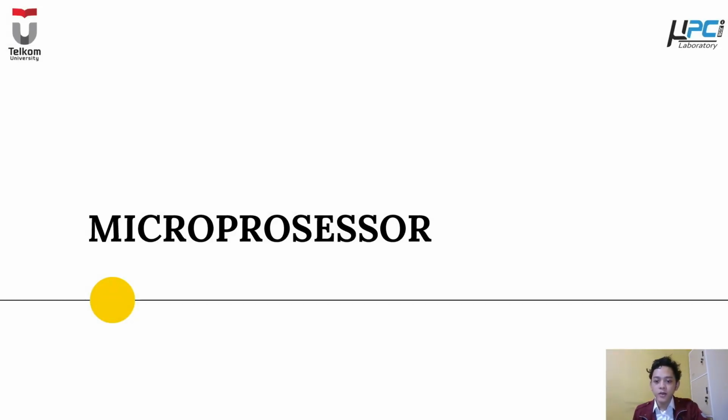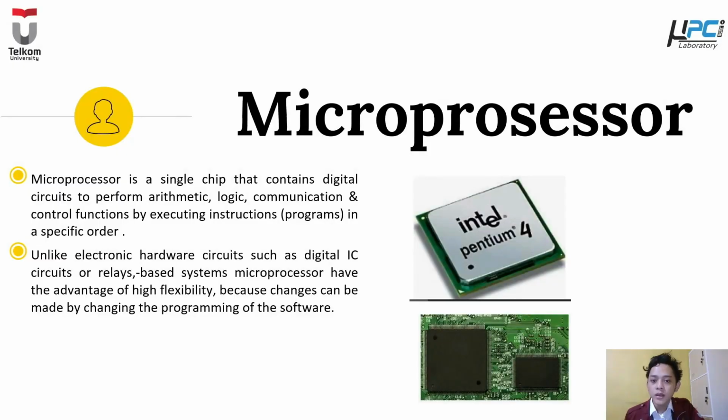Now we're gonna learn about microprocessor. What do you think microprocessor is? So microprocessor is a single chip that contains digital circuit to perform arithmetic, logic, communication, and control function by executing instruction or program in a specific order. Unlike electronic hardware circuits such as digital IC or relay-based system, microprocessor has the advantage of high flexibility because changes can be made by changing the programming of the software.